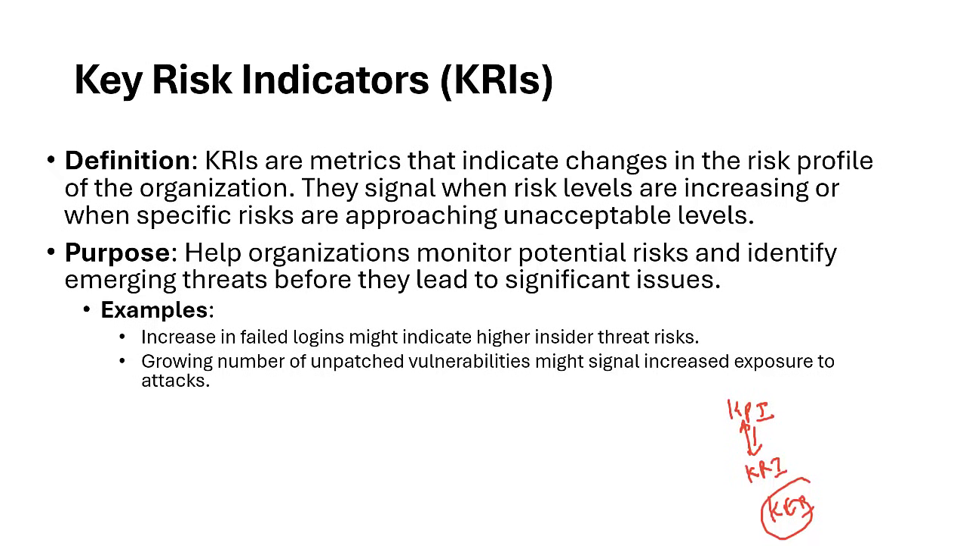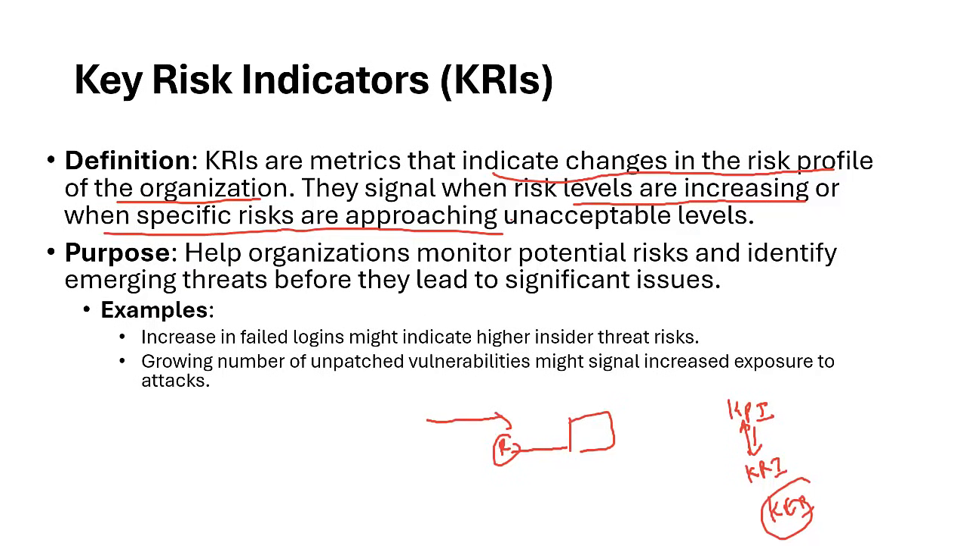So here the first thing is called a KRI, key risk indicator. Now here you can see KRIs are the metrics that indicate changes in the risk profile of the organization. And they signal when risk levels are increasing or when specific risks are approaching an unacceptable level. That is called a KRI. It's the same as when you're driving a car. After one point of time, the car will be on reserve. That gives me the indicator that we have to fill the fuel. If I don't fill the fuel, at one point the car may stop. Right. So that is basically my KRI.